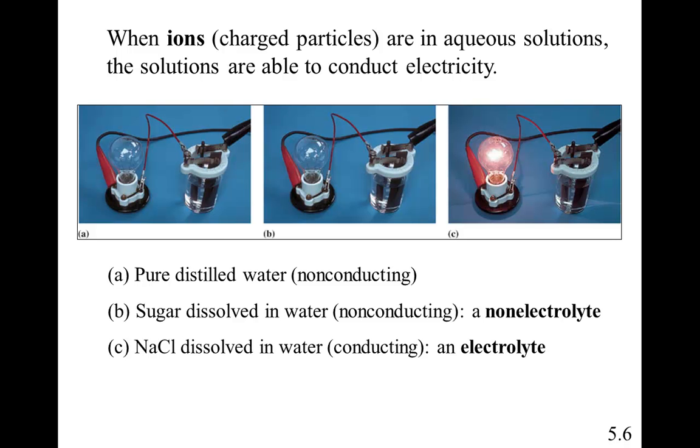Now, when we put sodium chloride in water, we said that it dissolved into sodium ions and chloride ions. These positive and negative ions act as charge carriers to shuttle electrons back and forth between the two electrodes here.